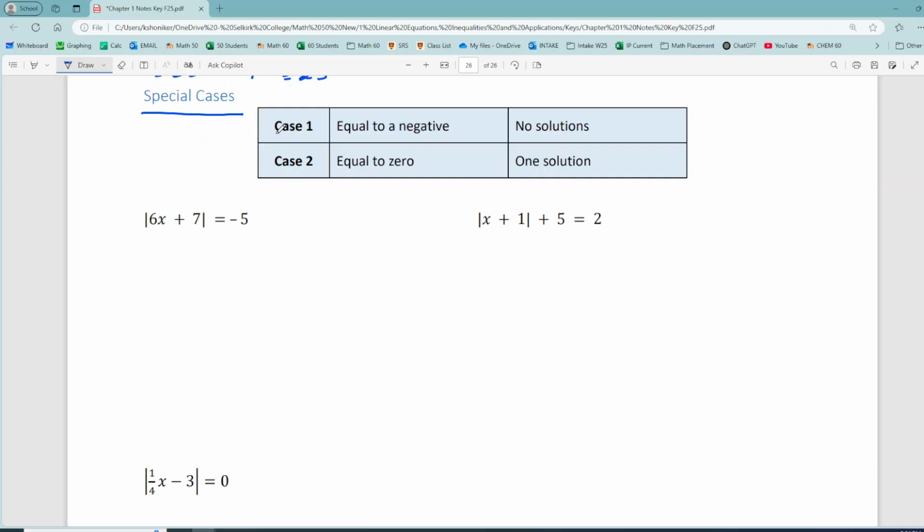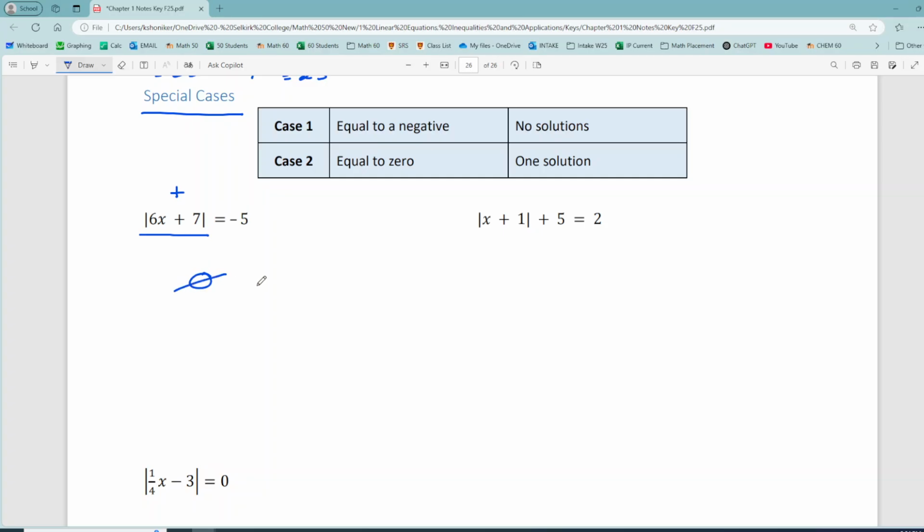So case number one: if you're ever given a question, and maybe it's after you isolate the absolute value, but it's equal to a negative number, can an absolute value ever equal a negative number? Is this question set up to do anything? Well, an absolute value is going to make everything positive. So how could this ever equal negative 5? It can't. So your answer to this is nope.